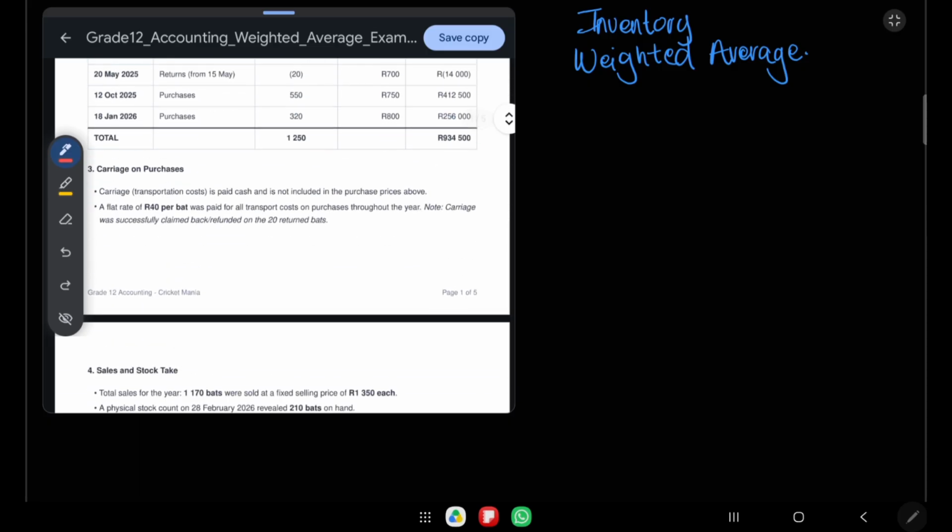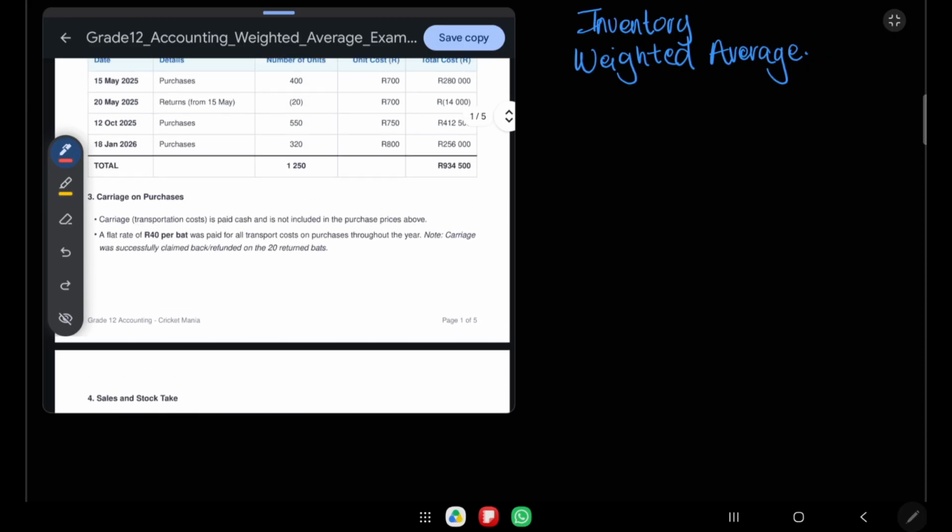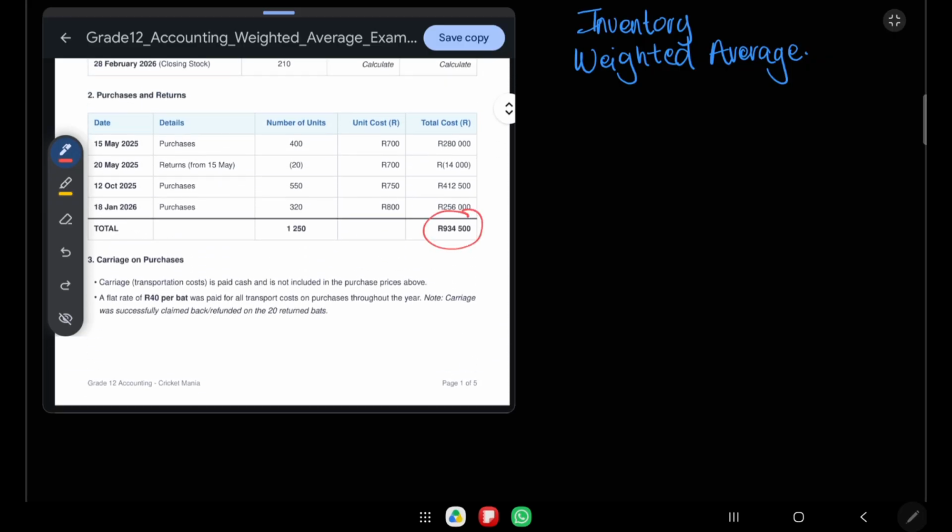Let's go to 3. We have carriage on purchases. Carriage, transport costs, is paid in cash and is not included in the purchases above, meaning this entire table does not include our carriages. So a flat rate of 40 Rand per bat was paid for all transport costs on purchases throughout the year. Note, carriage was successfully claimed back, refunded, on the 20 returned bats.